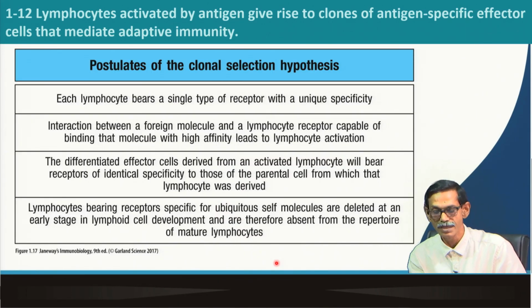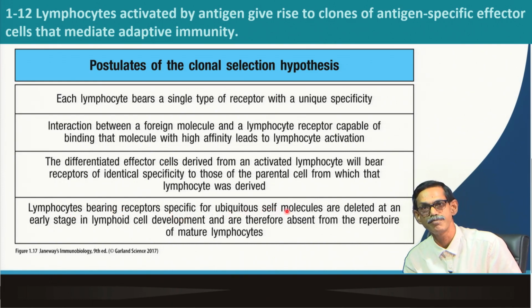And the last one is the first part of the previous picture: the lymphocytes bearing receptors specific for ubiquitous self molecules are deleted at an early stage of lymphoid development.